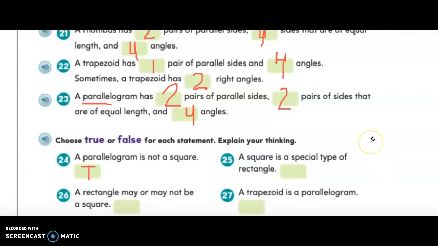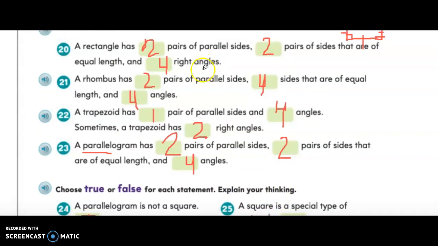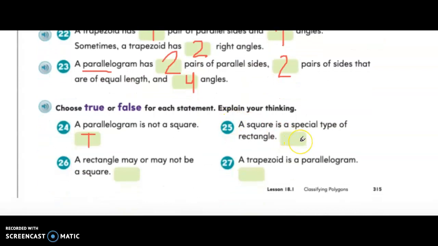Now, if we think back to a square, a square has 4 equal sides, it has 4 right angles, it has 2 pairs of opposite sides being parallel. Okay, now the only difference with the rectangle is it does not have all sides being equal. So a square technically can be a special rectangle. A square can be considered a rectangle, but a rectangle cannot be considered a square.